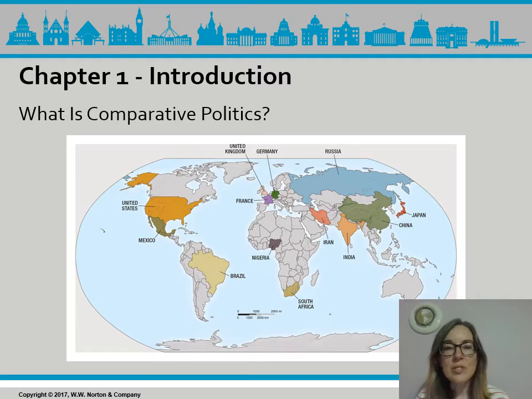This map shows the cases that will be covered in the textbook. So there are 13 cases. You can see it leaves out a lot of really interesting cases. So we will talk about this in the semester, but if there is a country that you would like to learn more about, we can make that happen.